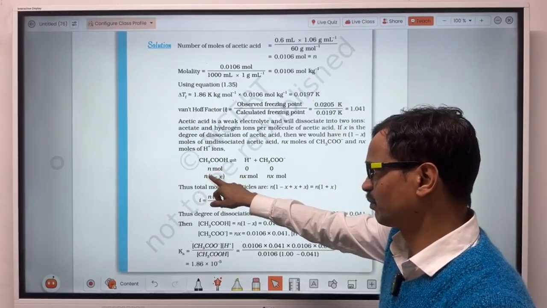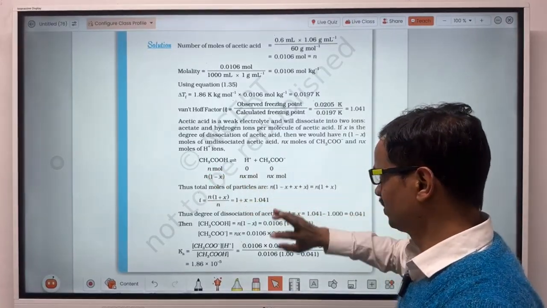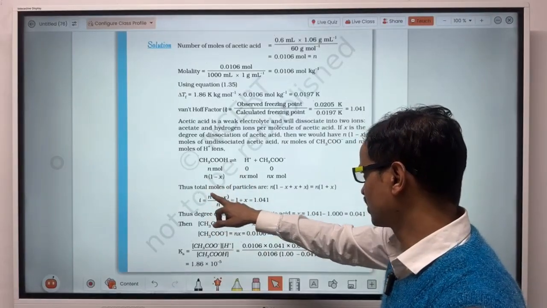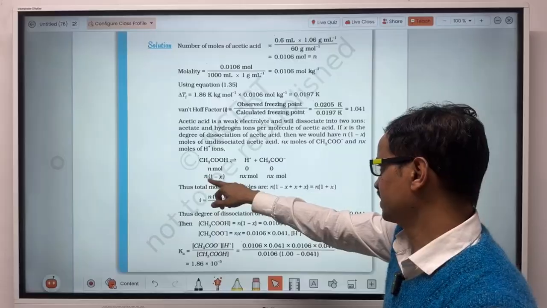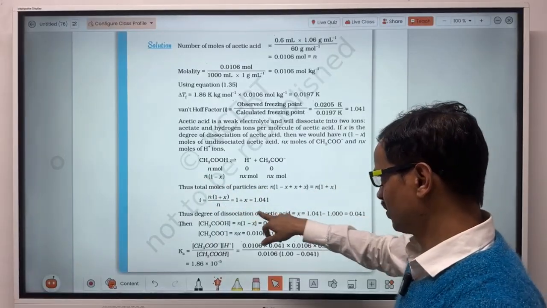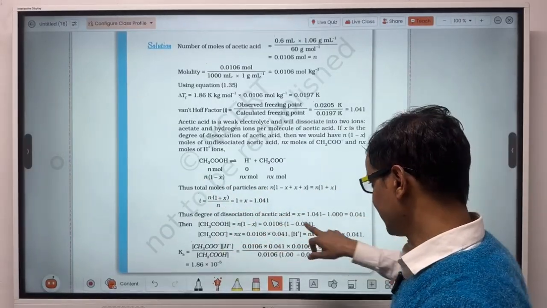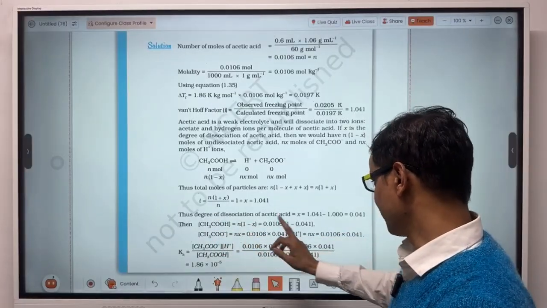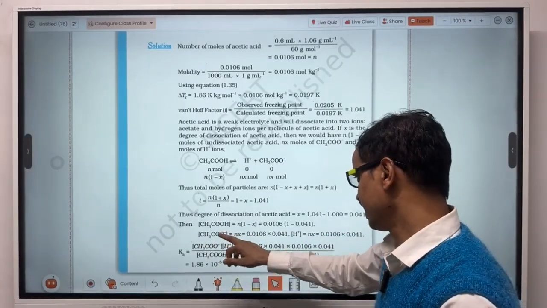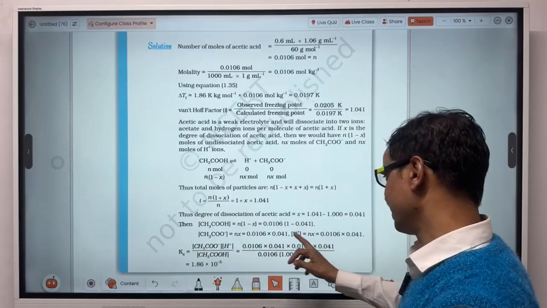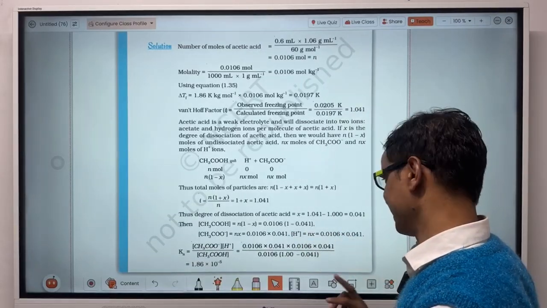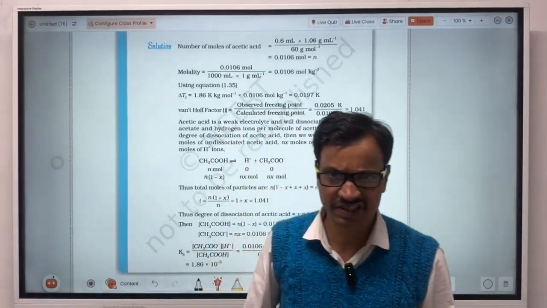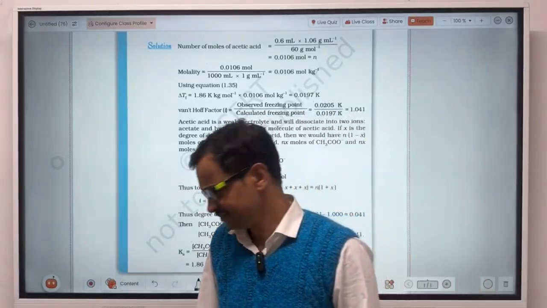For acetic acid, suppose the number of moles is n. Here 0, 0. Then after, the van't Hoff factor will be n into 1 minus x. Total number of particles will be the addition of all of them. So the value of x has been calculated. Acetic acid concentration is n into 1 minus x, acetate ion is nx, and that of hydrogen ion will also be nx. So the equilibrium constant has been calculated. Very easy question it is. You can solve it very easily.